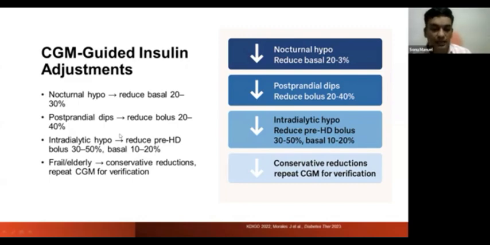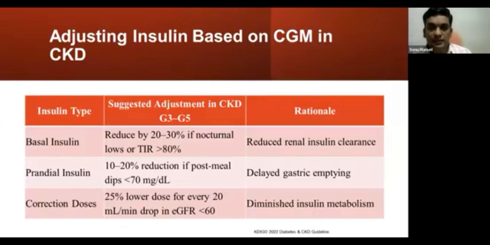In frail and elderly, go for very conservative reductions. And adjusting insulin based on CGM and CKD, basal insulin can be reduced by 20 to 30% in nocturnal dose because of reduced insulin clearance. And also see if the TIR is very high. If the TIR is more than 80%, at that time also basal can be reduced.